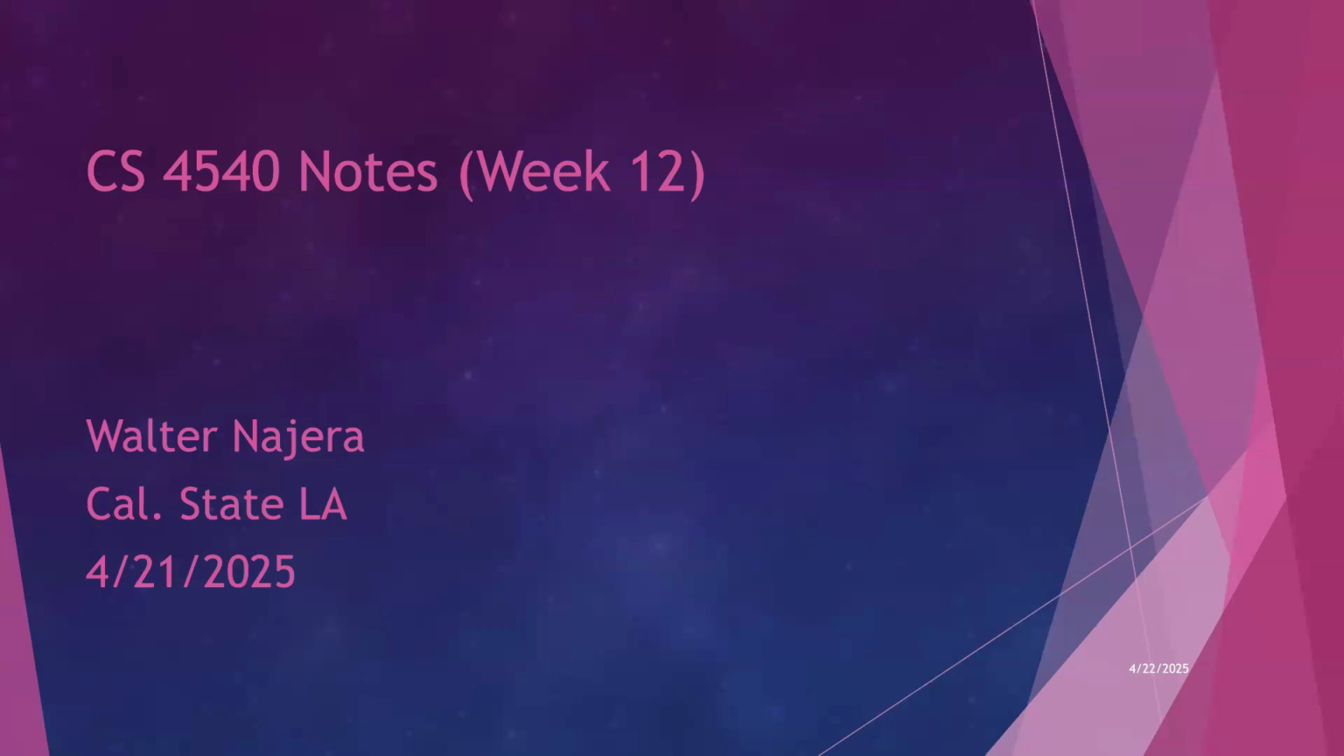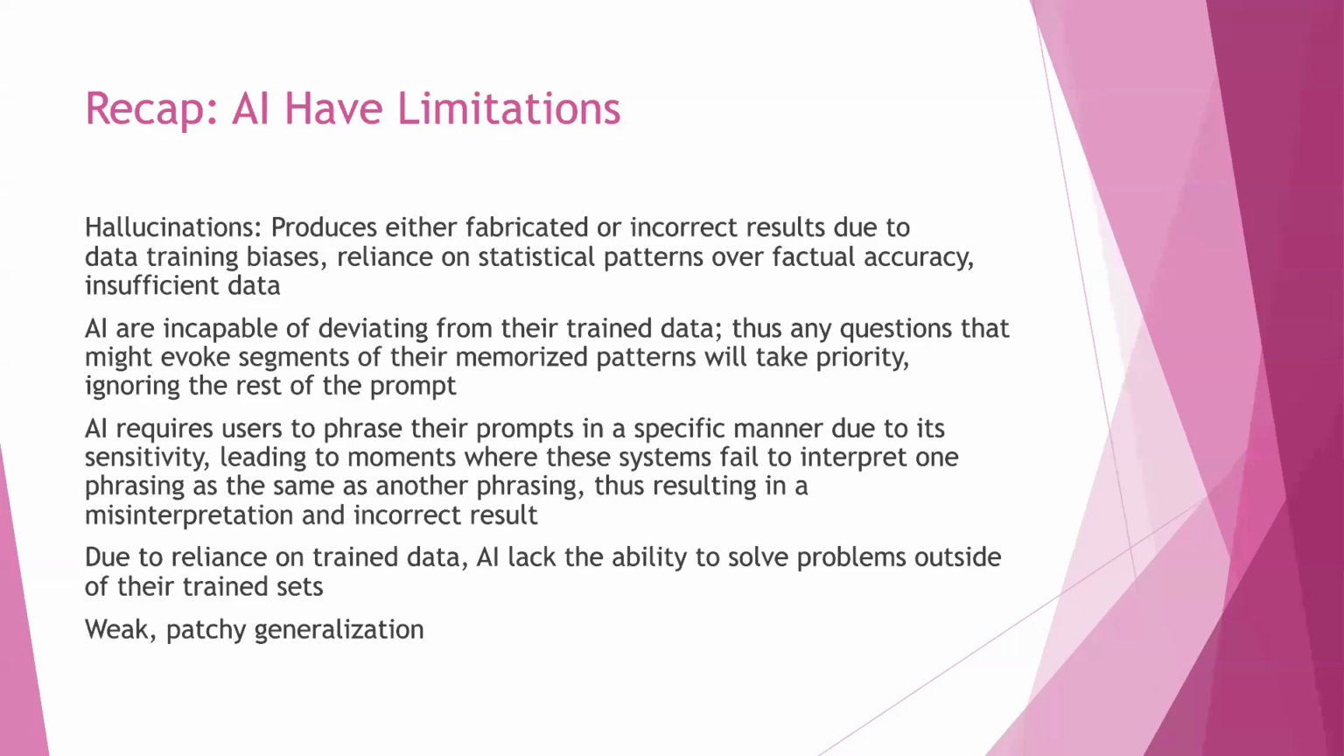So let's start. To recap, AI have limitations. Hallucinations are when an AI system produces either fabricated or incorrect results due to data training biases, reliance on statistical patterns over factual accuracy, and insufficient data. AI are incapable of deviating from their trained data. Thus, any questions that might evoke segments of their memorized patterns will take priority, ignoring the rest of the prompt.